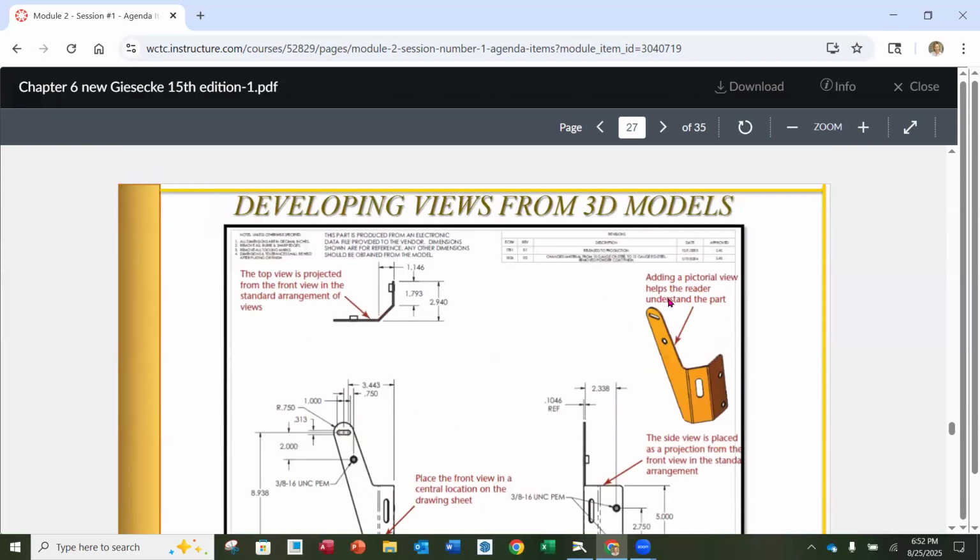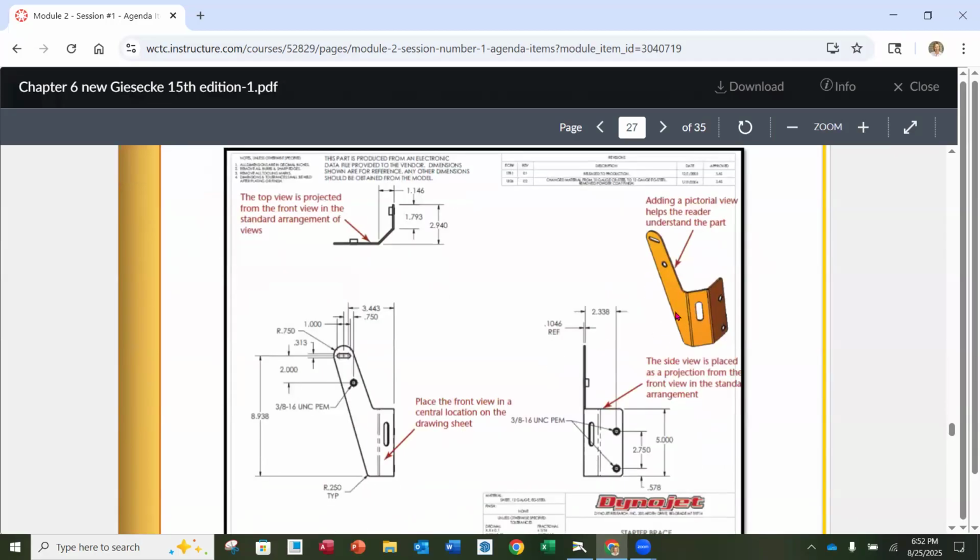Developing views of a 3D model. I'm going to kind of skip this. This is kind of a nice example of, first of all, this is a sheet metal part. Sometimes if we just have the views here, they're not easy to look at and try to visualize what that part looks like. And that's where that pictorial of whatever the model was that was created, if you've got it, put it in there. It's going to always help people.